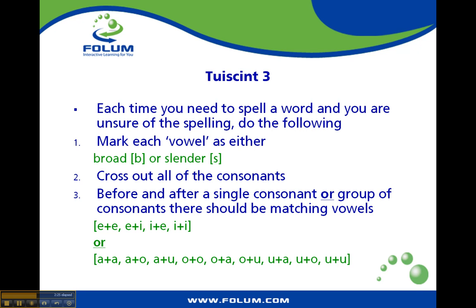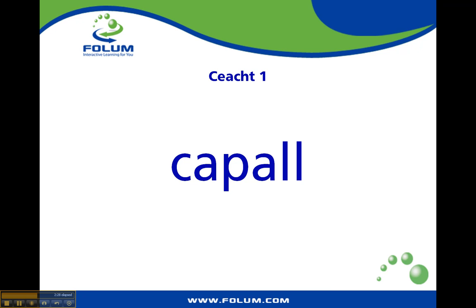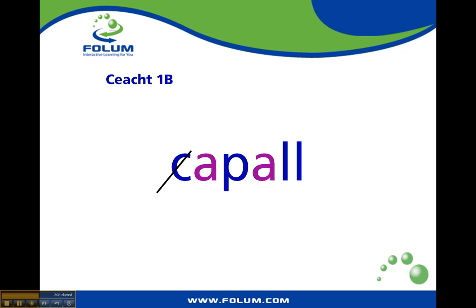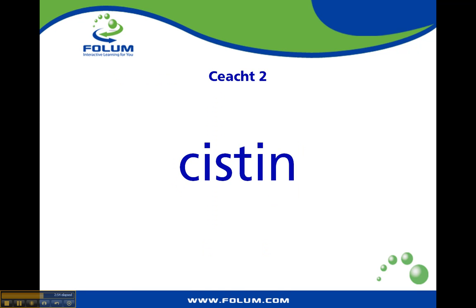So if we take a look at the word Capall, a horse, cross out the consonants and mark the vowels as broad or slender. So A is broad and A is broad. And what you see is when you cross out the consonants, you've got A beside A, and that's broad beside broad, so that applies to the rule. Cistin is another example. If we take a look at Cistin, cross out our consonants, as I say, and mark out our vowels. The C, S, T and N are all crossed out, and you're left with I beside I. Slender beside slender.